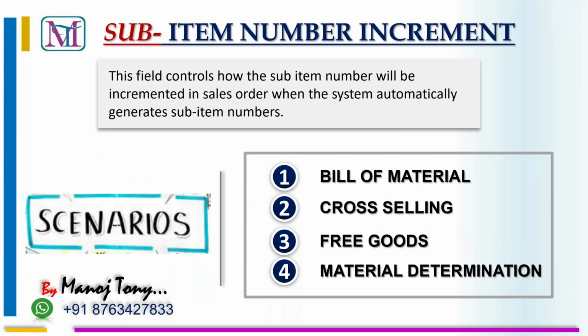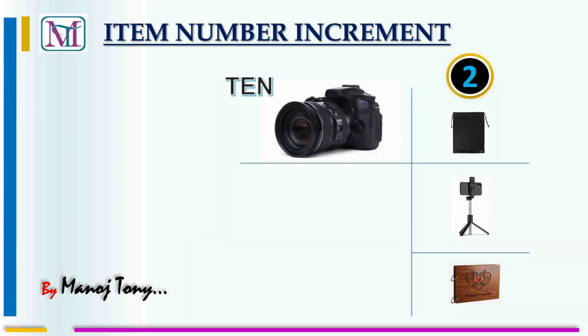Then next is sub item number increment. This field controls how the sub item number will be incremented in sales order when the system automatically generates sub item numbers. In which scenarios do we have sub items? Bill of material, cross selling, free goods, material determination. In these cases we have a main item along with a sub item. So let's check.